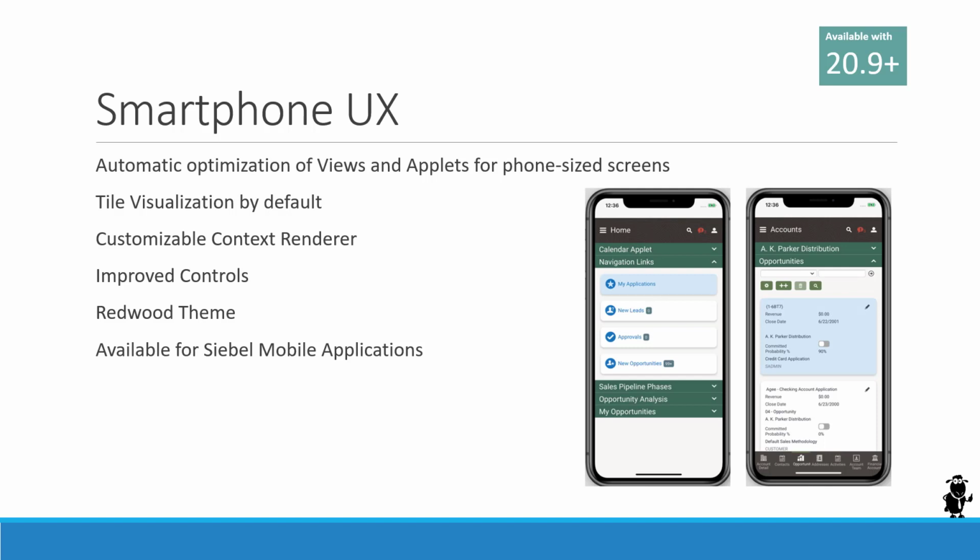In addition, there is a new theme exclusively as of 20.9 for smartphone UX, but Oracle has announced to extend the Redwood theme also to desktop applications.